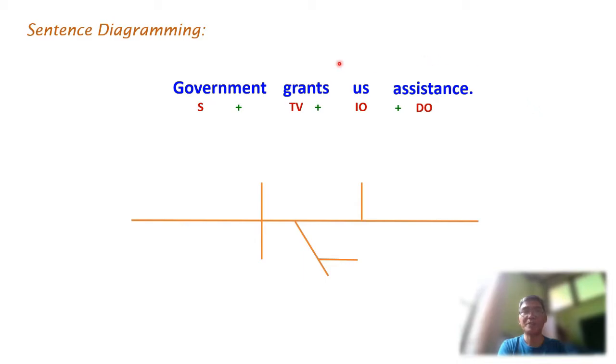The subject of the given sentence, Government grants us assistance, is government. So we have to put this word on this section. Next is the simple predicate of the same sentence, which is grants. Grants is classified as transitive verb because it has direct object assistance, which receives the action it expresses. Therefore, this transitive verb grants should be placed on this section.